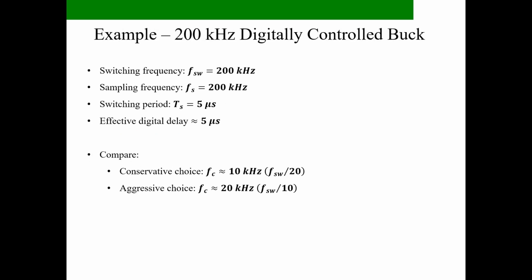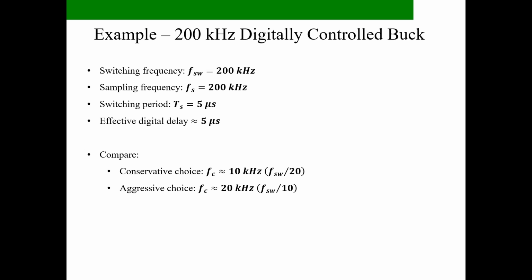Let's take a practical example. Assume we have a digitally controlled buck converter operating at 200 kHz switching frequency. We sample once per switching period, so the sampling frequency is also 200 kHz. That means the sampling period is 5 microseconds. In most digital implementations, the effective delay is approximately one sampling period. So we can assume a digital delay of about 5 microseconds.